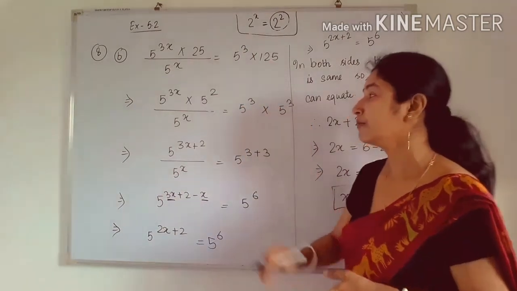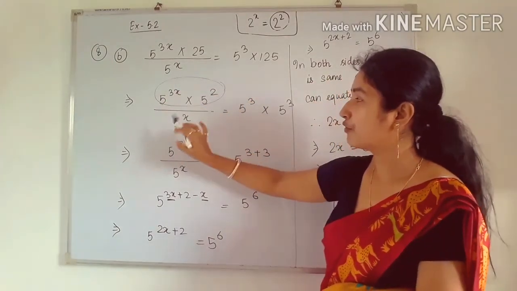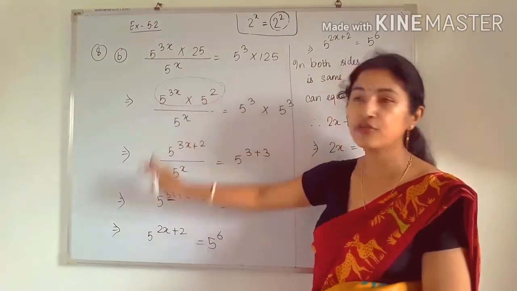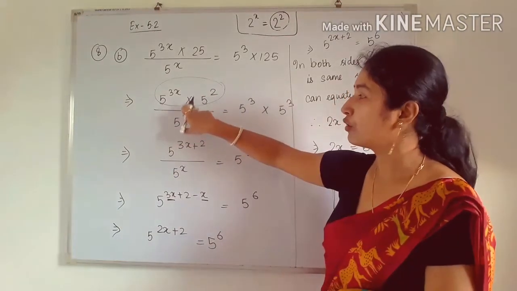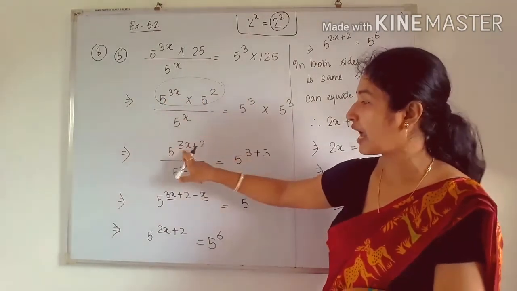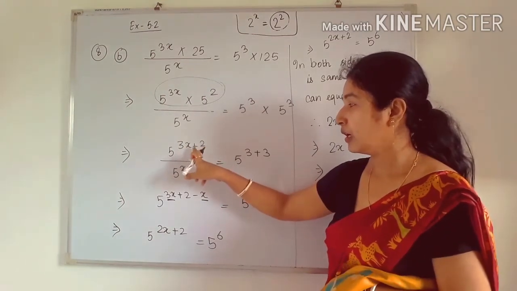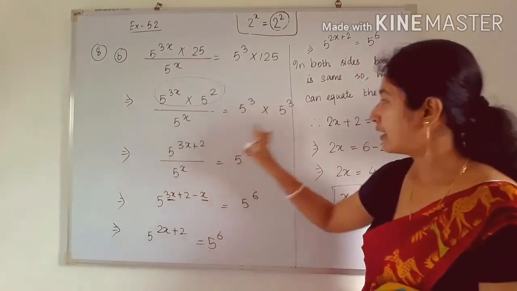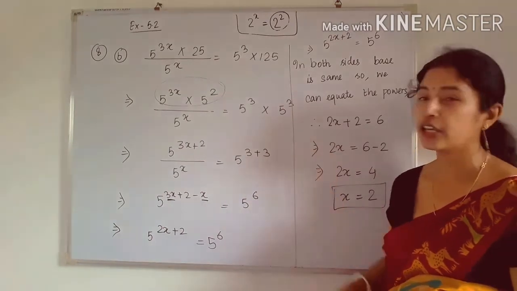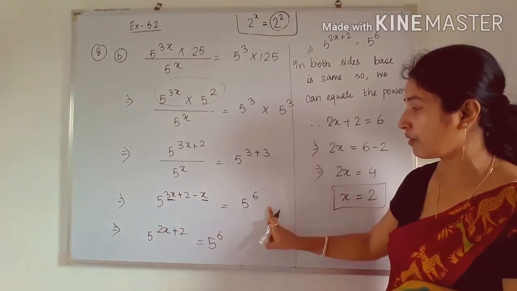Now see what I am doing. In this numerator, as you can see, the base is same and power is different. That means base is same, so we can apply the first law. According to the first law, if there is a multiplication symbol in between the two numbers and base is same, we can add the powers. So 3x plus 2 in the power, and denominator will be same. And here also see, base is same. So no need to see the power. Base is same, then we can add it. We will add the two numbers. 3 plus 3 will be 6. So here 5 to the power 6.